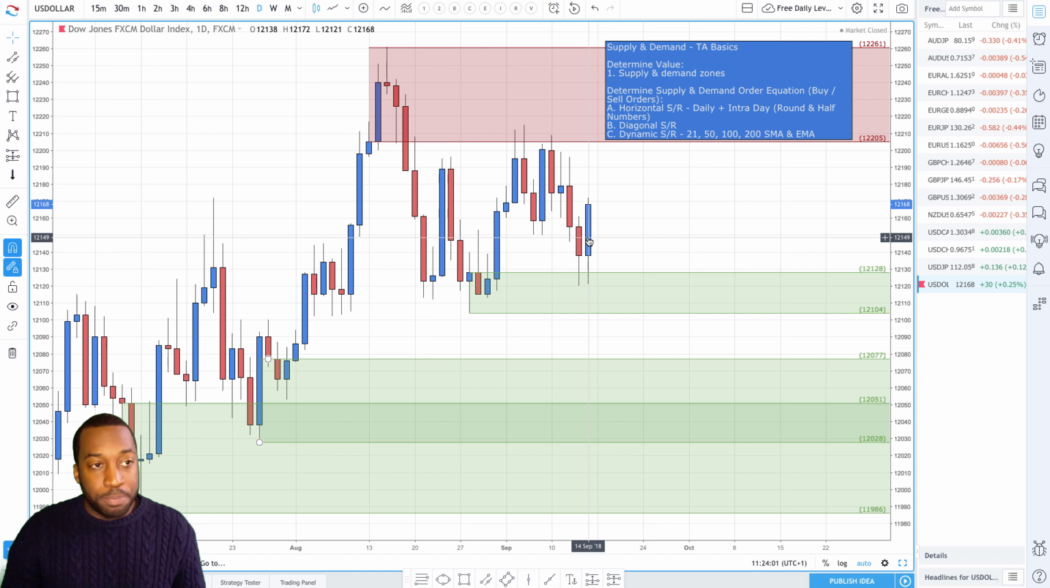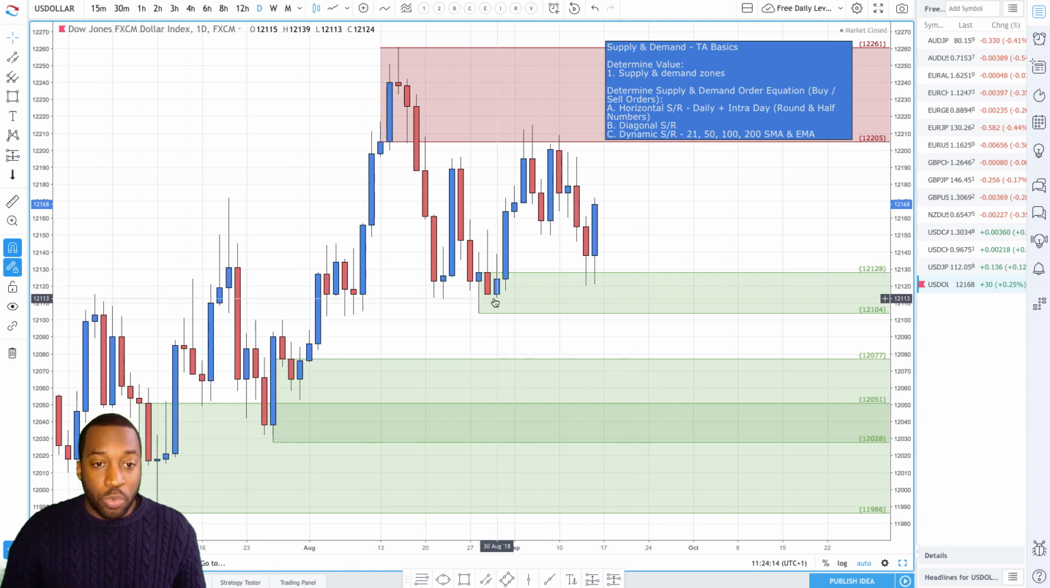So what we want to do is go through our supply and demand technical analysis basics. What we need to do is determine value, and we do that technically from supply and demand zones. We know that this was previously a cheap area. Why was this a cheap area? Because buyers bought from here. It's proven that prices went up from here. There was some demand, some buying here. So we look for prices to come back into demand zones.